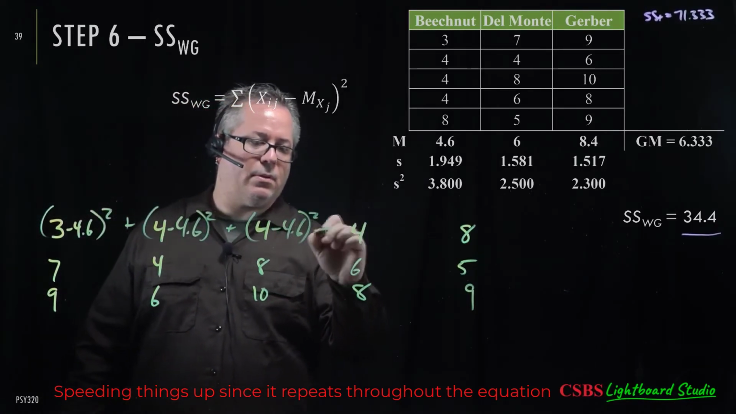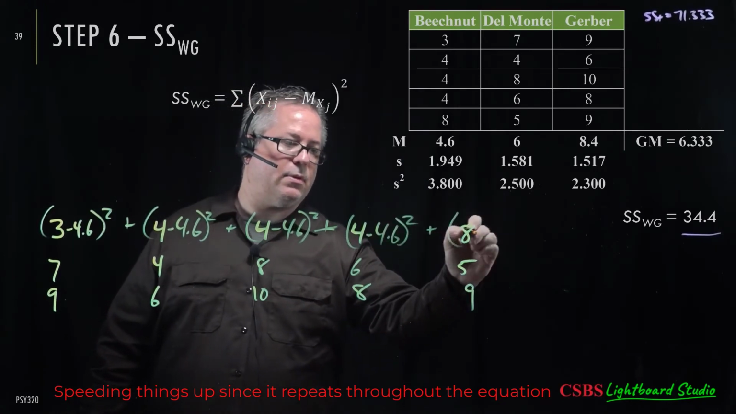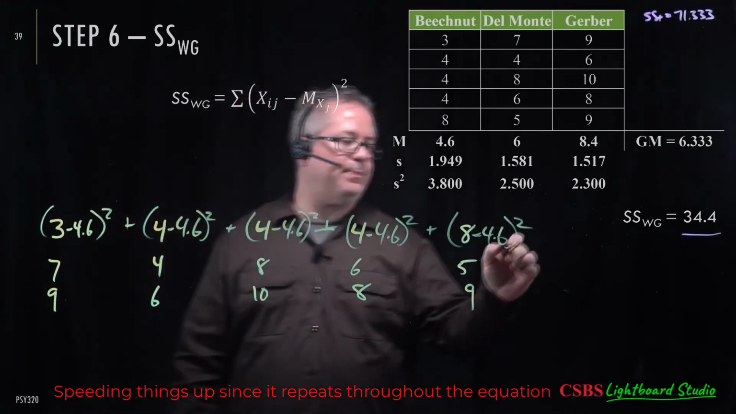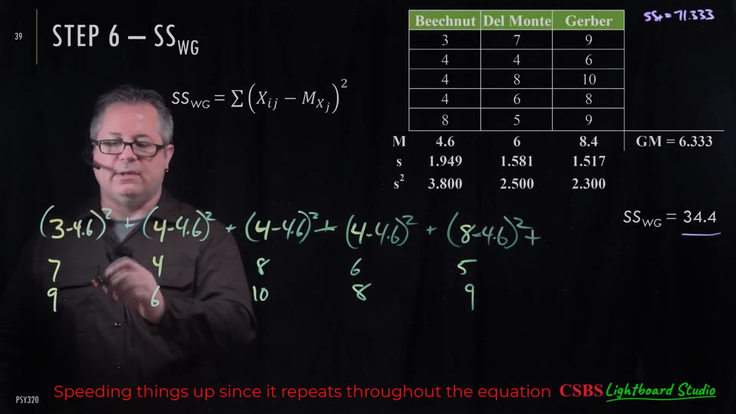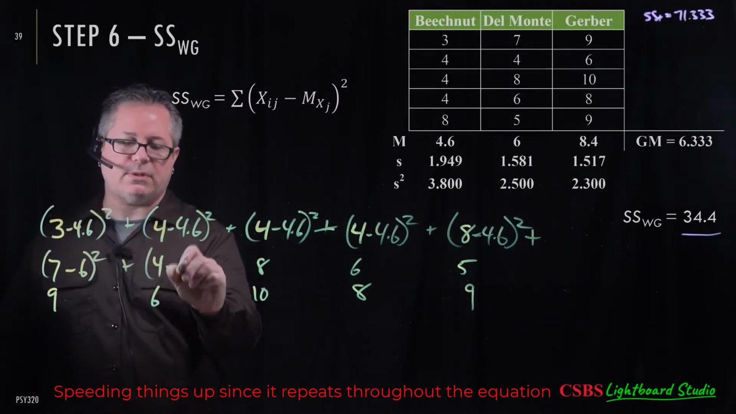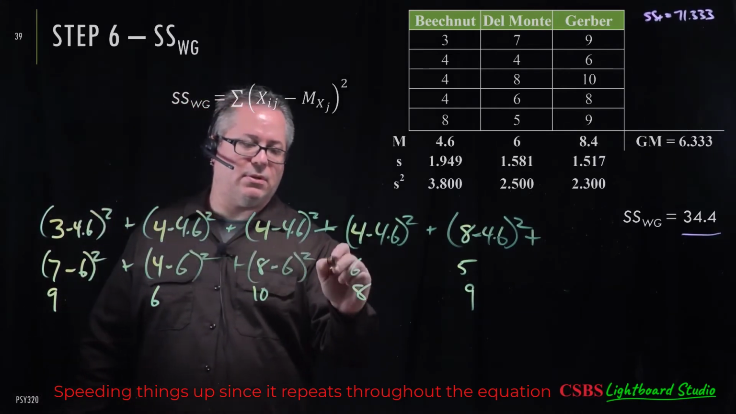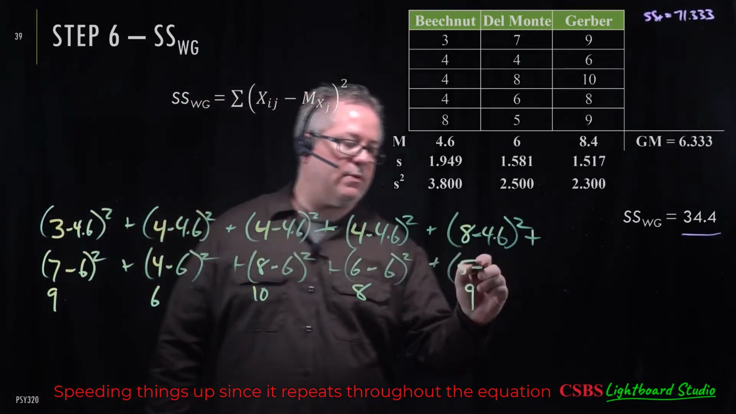4.6. Minus 4.6. Minus 4.6. All the way for group 1. I'm going to keep going. For group 2, I get to transition over to the next group mean. So 6. So 7 minus 6 squared plus 4 minus 6 plus 8 minus 6 squared, 6 minus 6 squared plus 5 minus 6 squared.